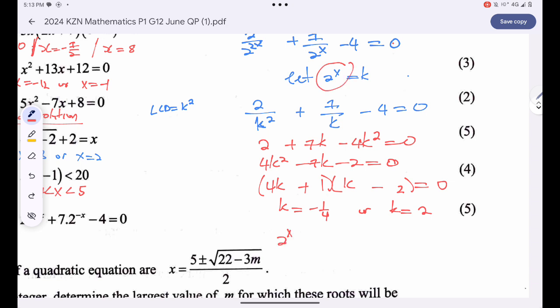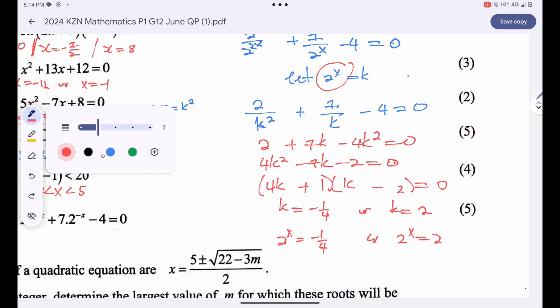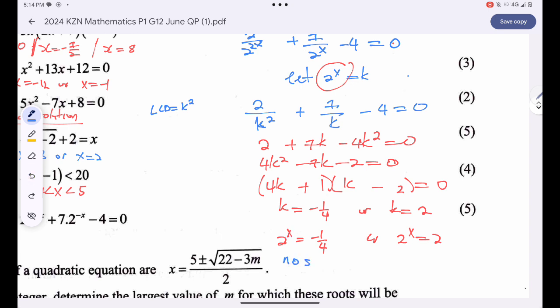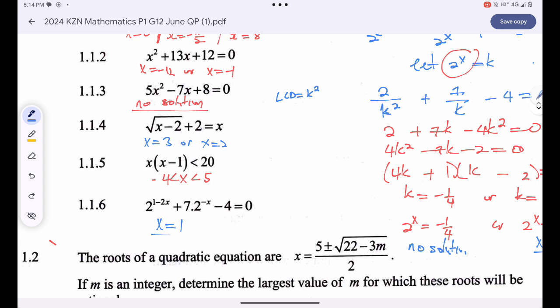So I'll simply have 2 to the power x equal to negative 1 over 4, or 2 to the power x equal to 2. Over here, I do not have any solution because there's no value of x that I will substitute there and get a negative answer. So I'll simply say there's no solution. The only solution will be found over there. Remember that, guys, whenever I'm solving for x, the first thing I need to do is to make my bases the same, right? So my bases are the same, so that simply means exponents should be equal. So the final answer over there is just x is equal to 1.